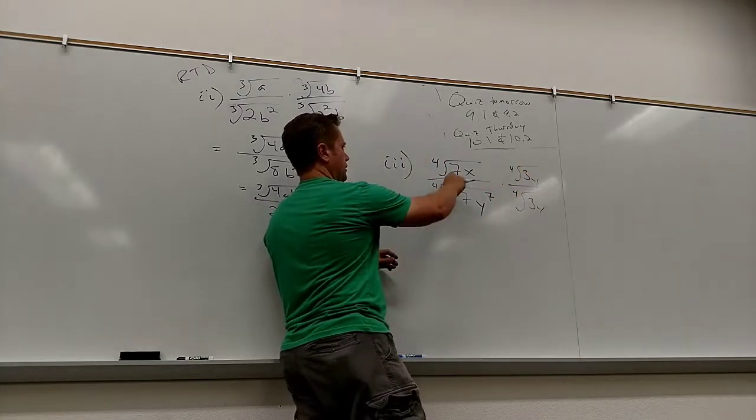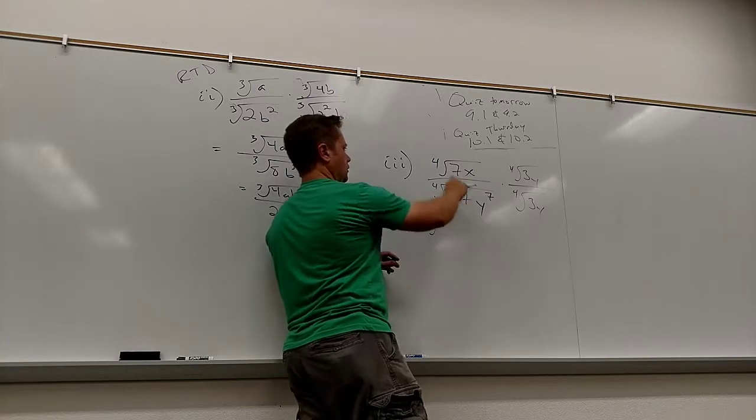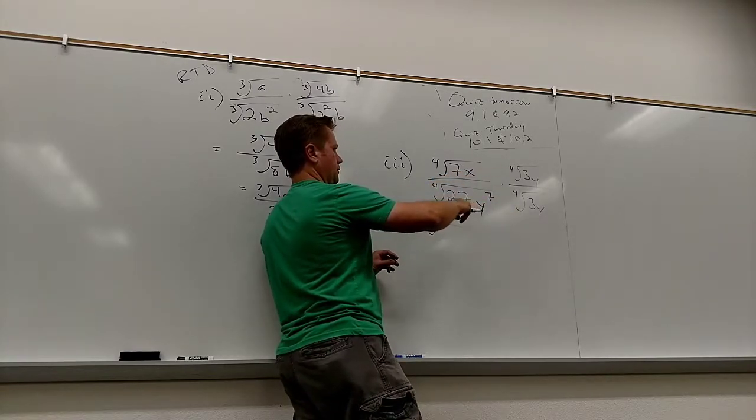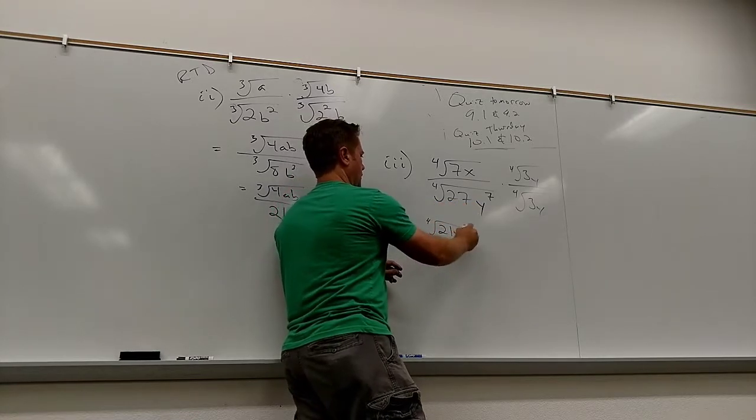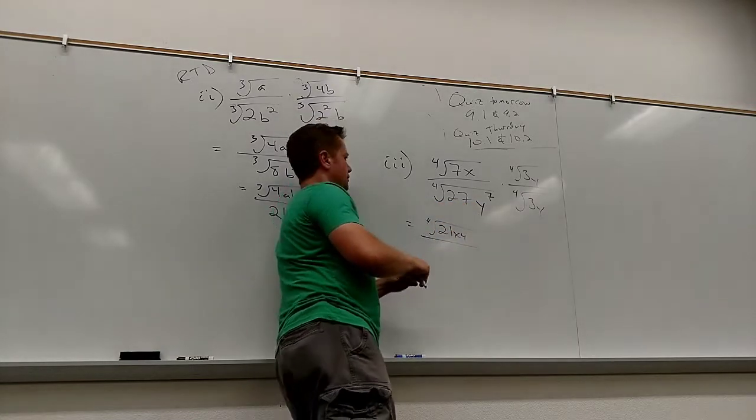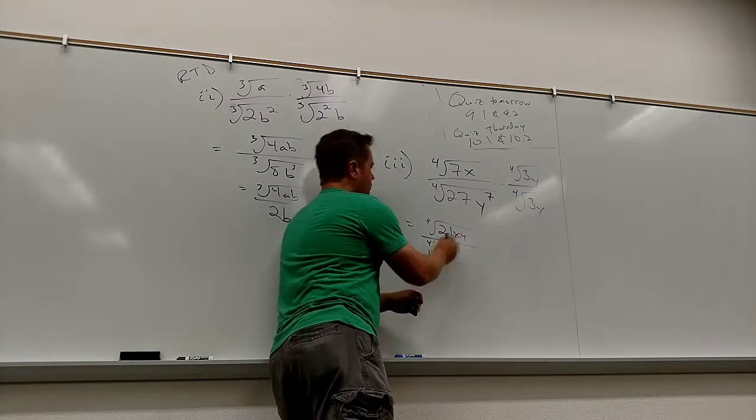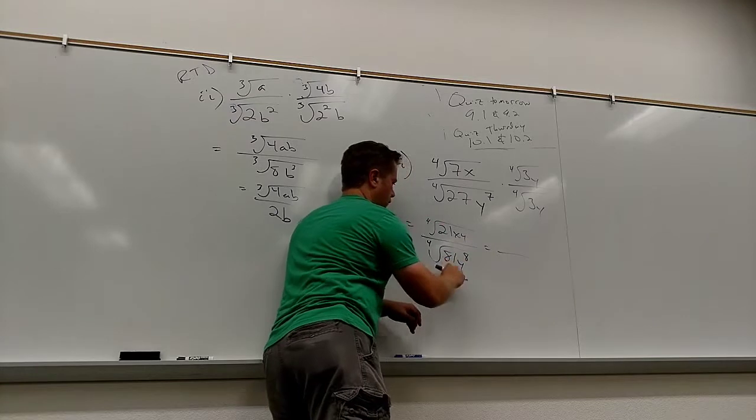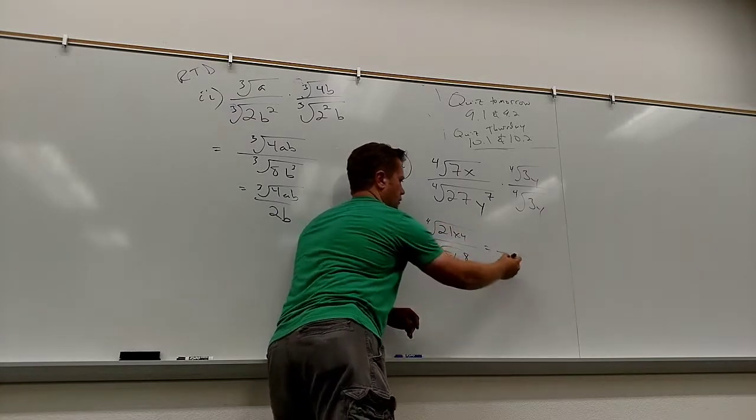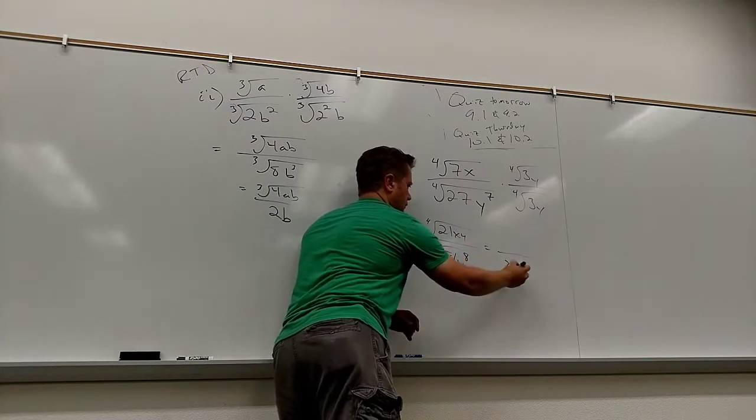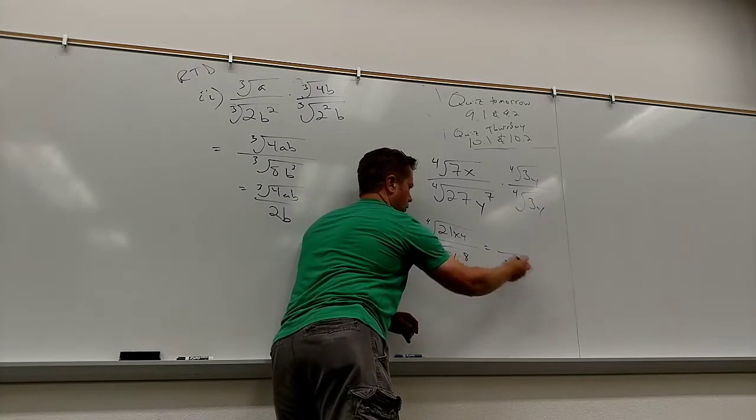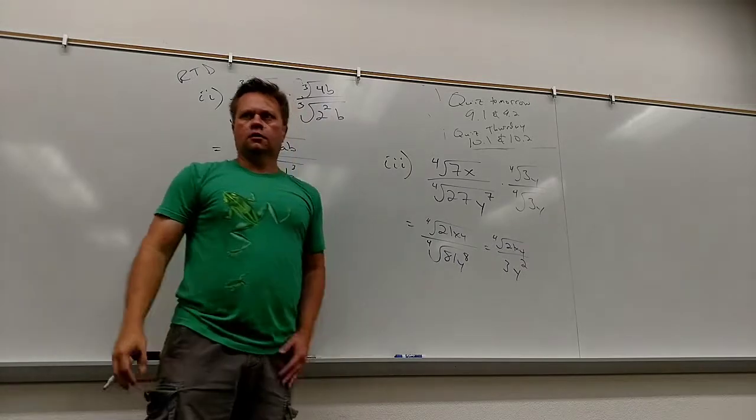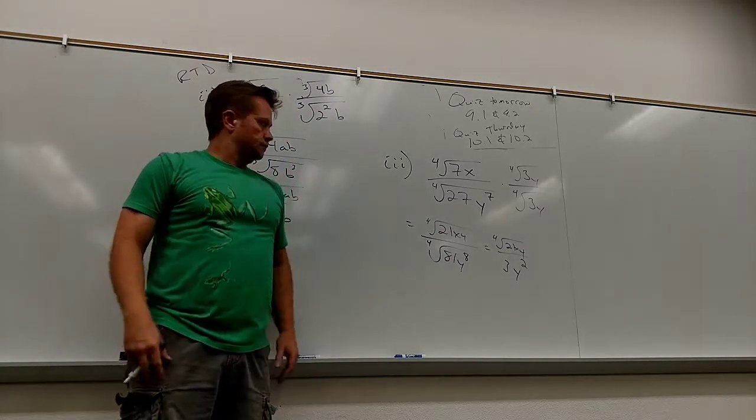So on the top I get something. And then on the bottom you get 4th root of 81y^8. But what's the 4th root of 81? 3. 4th root of y^8? y squared. And the top is just a bunch of stuff. You just got to sit there, because you can't do anything with it.